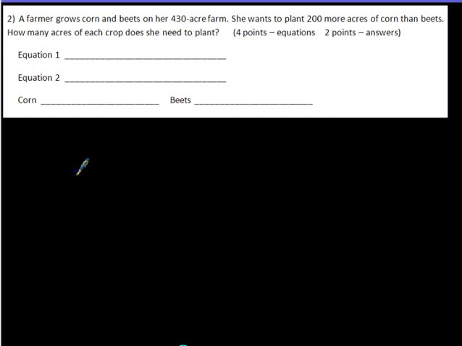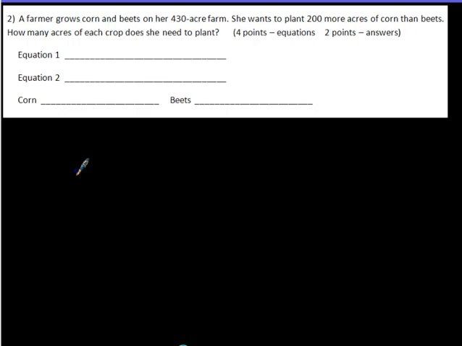This is question number 2, and I'm just going to read it. The farmer grows corn and beets on her 430-acre farm. She wants to plant 200 more acres of corn than beets. How many acres of each crop does she need to plant? Okay, we always read the whole thing before we start.